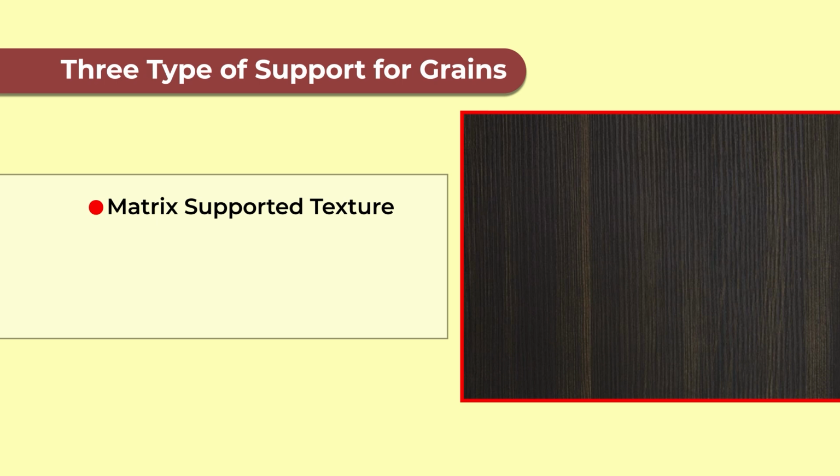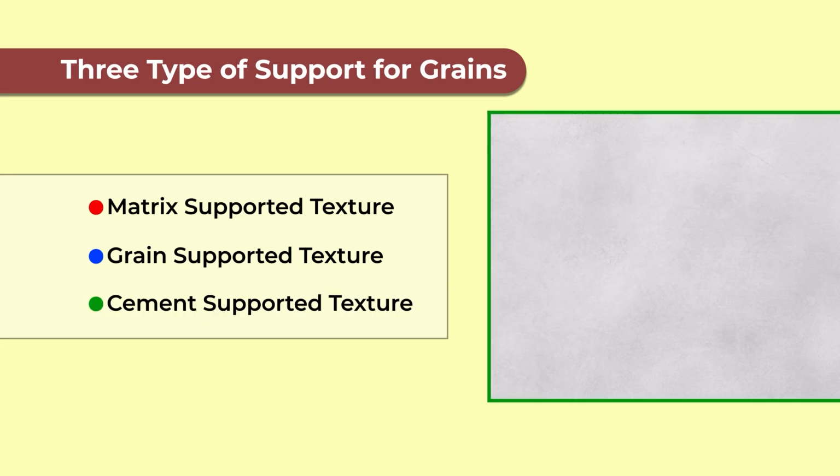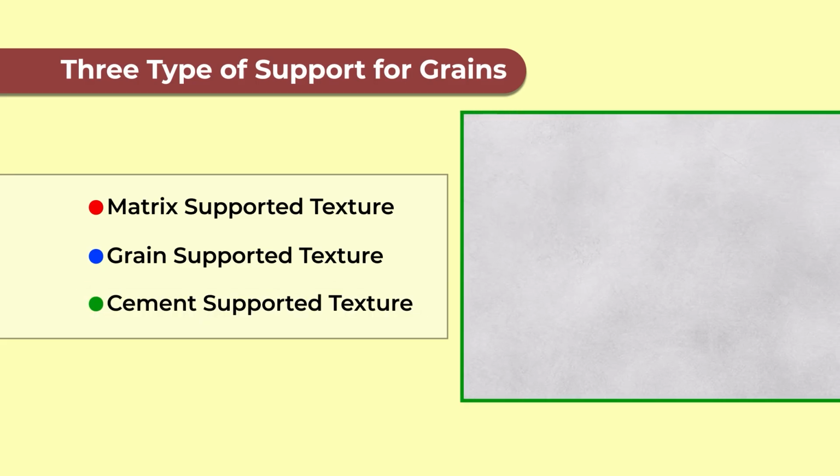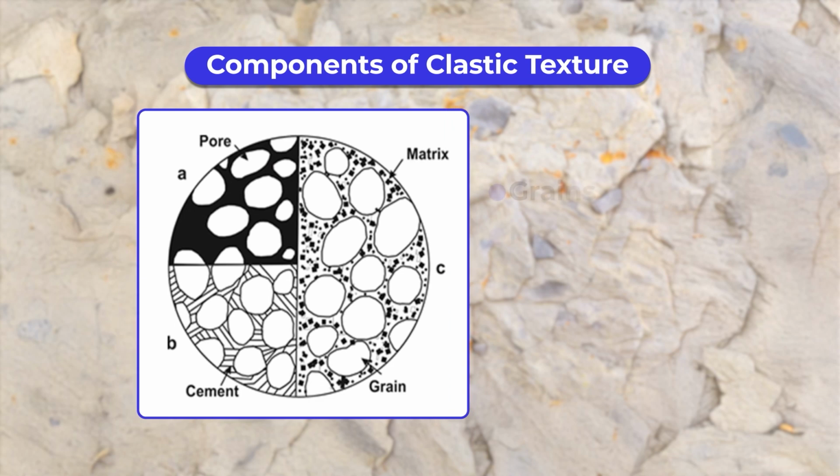On the other end, there is matrix supported, where larger grains are supported by smaller grains formed by the breakdown of other rocks like mica and chert, etc. A third type is the cement supported, where the grains are supported by secondary material like calcite or iron, ferruginous material. This cements the grains. They call it cement supported. The components of clastic texture are diagrammatically shown here.